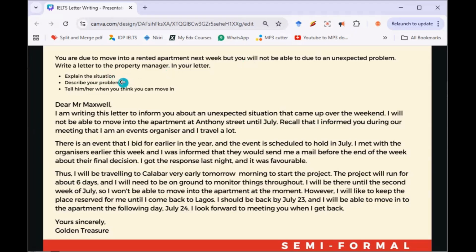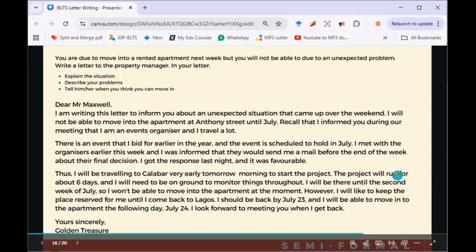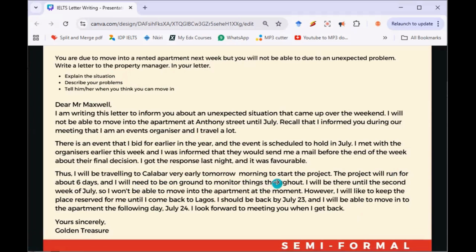Now he wants to describe, I think he has even described the problem, why he cannot move into the apartment. Now, the project will run for about 6 days and I will need to be on ground to monitor things throughout. I will be there until the second week of July. So I won't be able to move into the apartment at the moment. However, now look at the last thing. He has already mentioned when he thinks he can move in. He has mentioned it, second week in July.